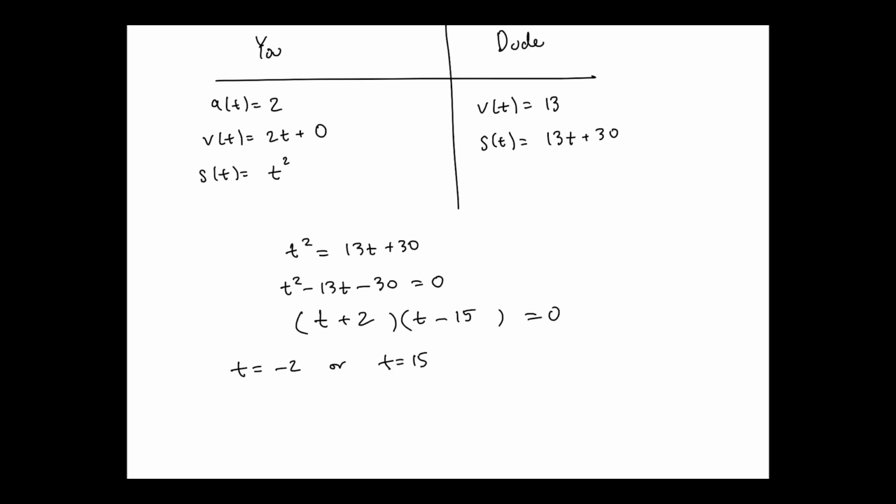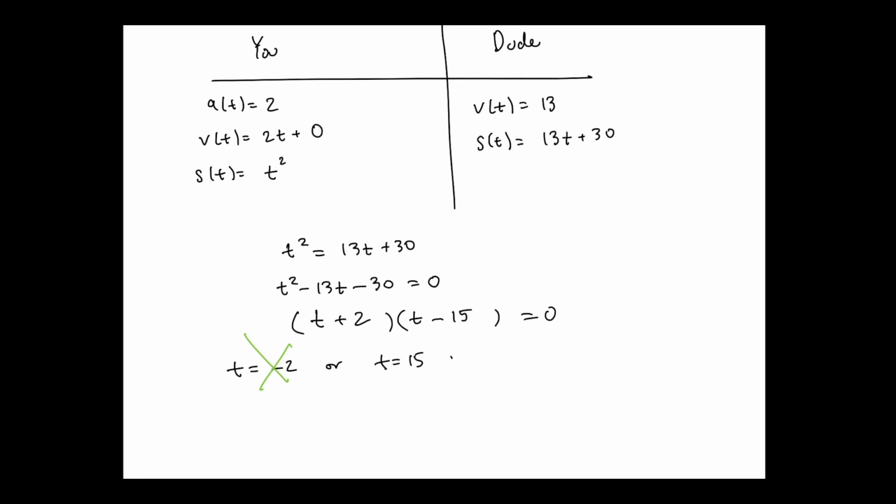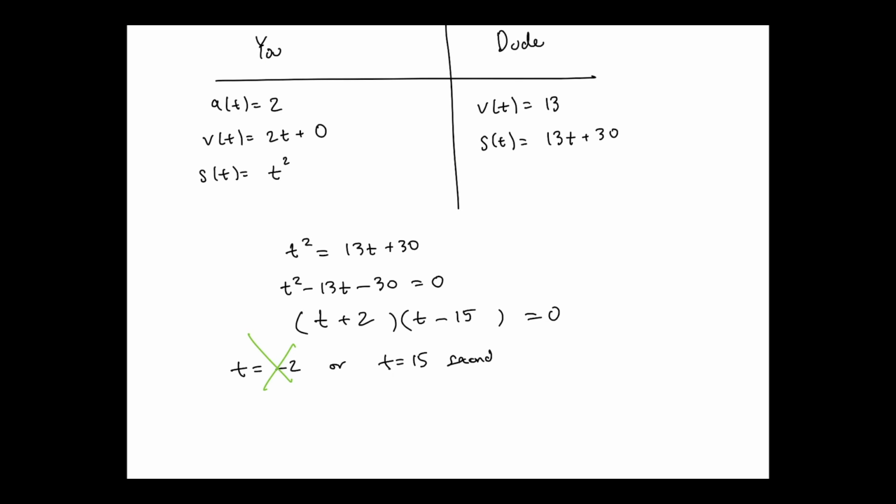15 seconds, right? Because this is a time, not a distance. All right, now, what about the negative 2? Does that make sense? No, that's not relevant or reasonable given the problem. That would be like if you went backwards in time before the moment when he actually stole your hat. So that doesn't make sense. Okay. All right, so 15 seconds is when you catch him.